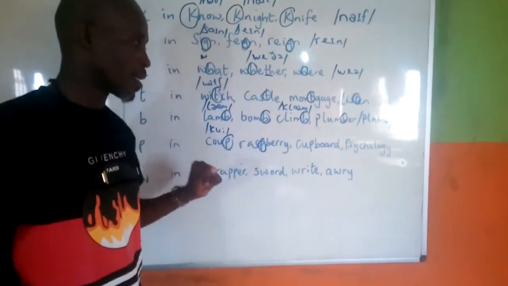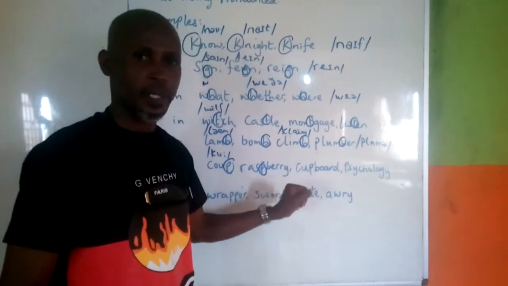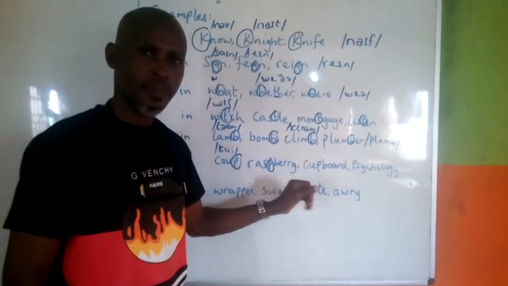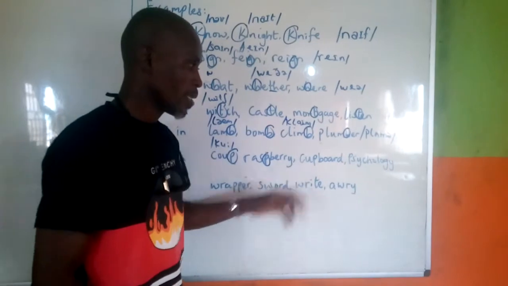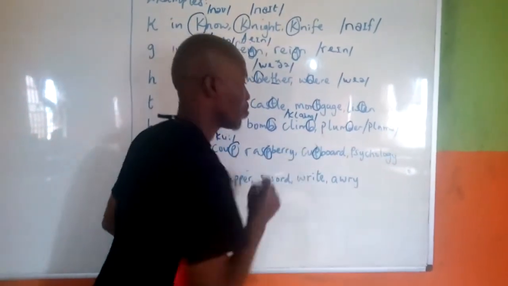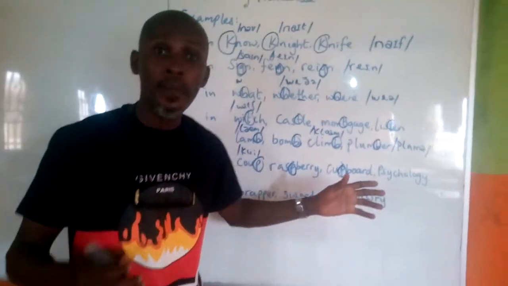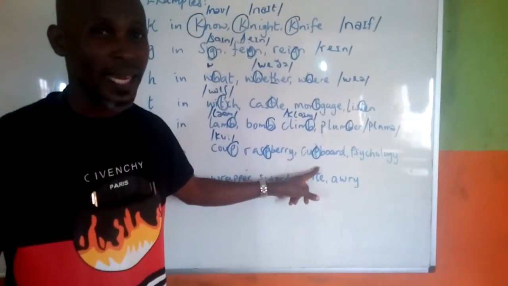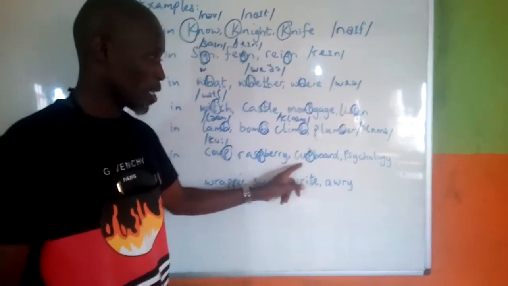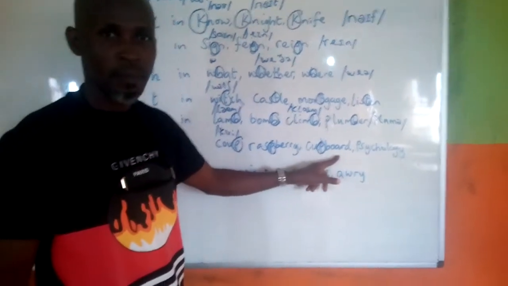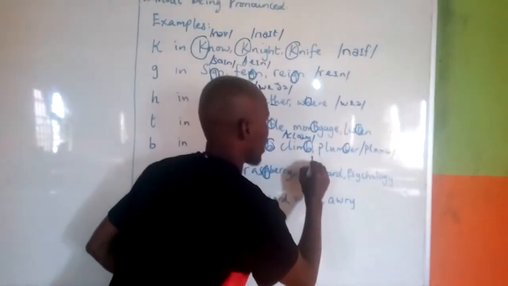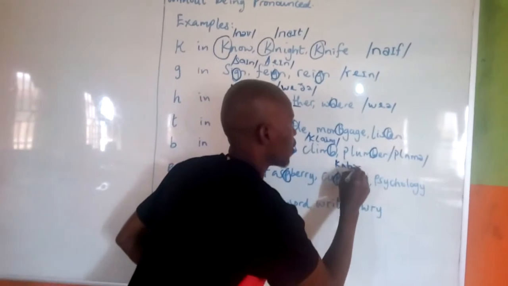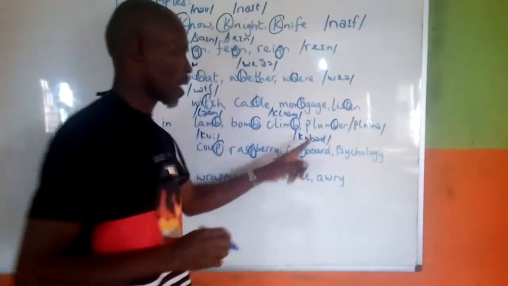Now the next one is "cupboard". In "cupboard", the letter P is silent. Most people would pronounce the P in "cupboard". But the P is silent. It's a silent letter. So it's pronounced as "cupboard".